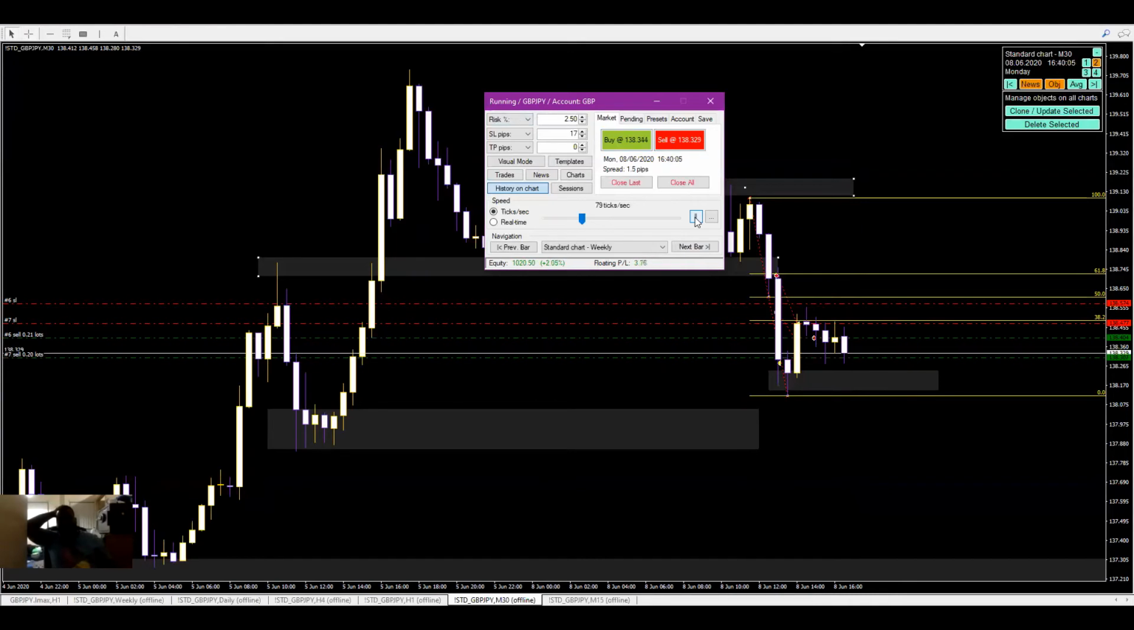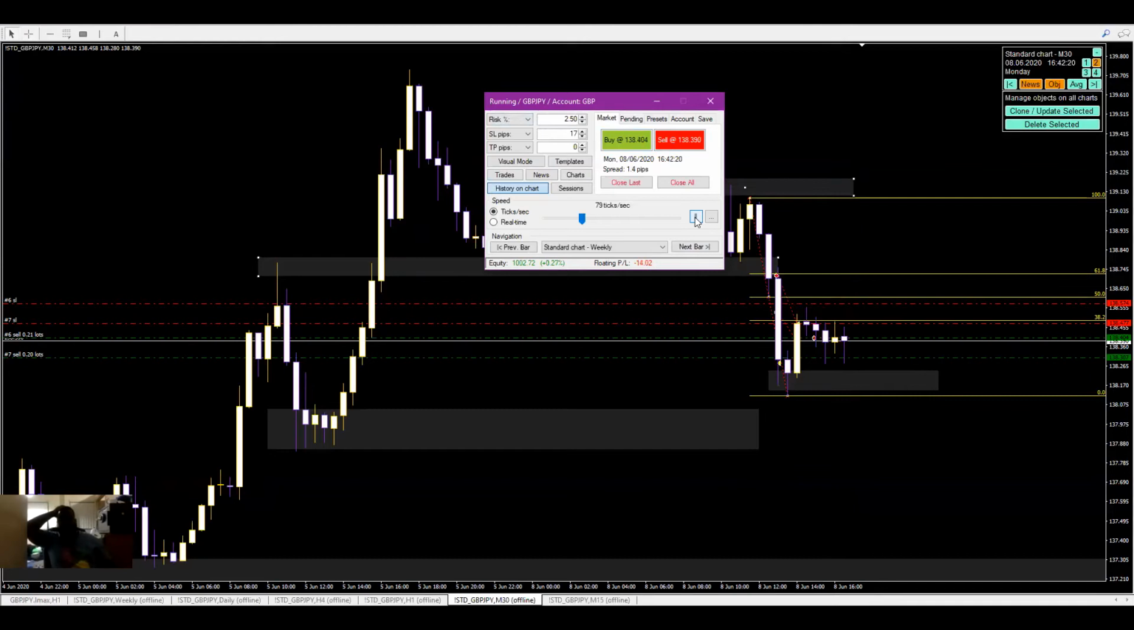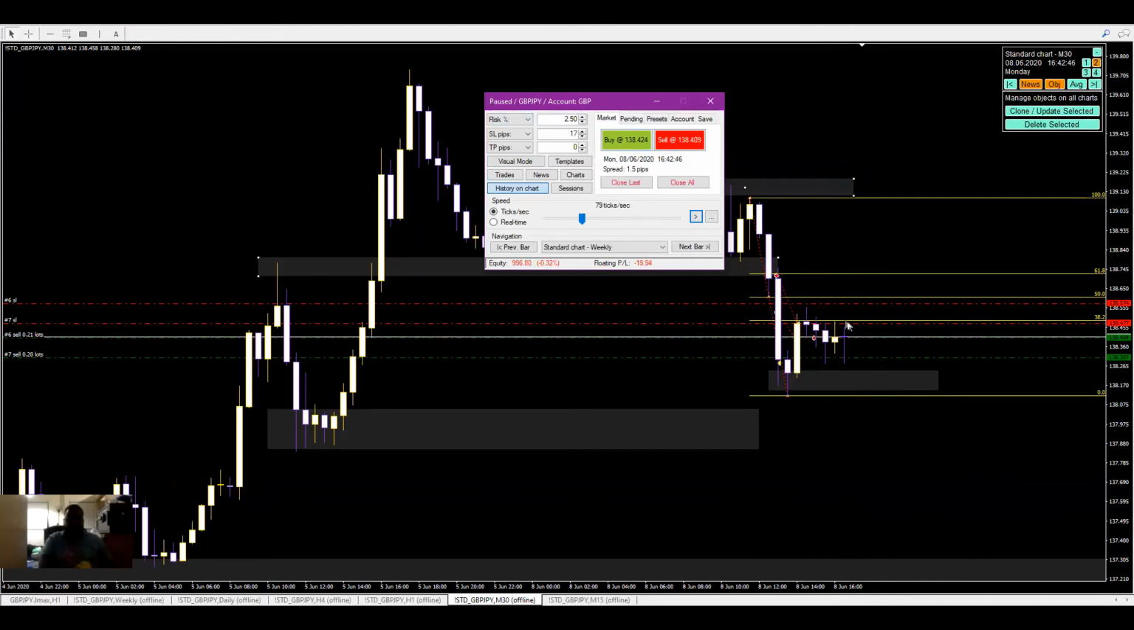But yeah, I mean, it should start pushing down. I probably shouldn't have put the stop loss that close. I should have put it back up here. But I feel like this would play out anyways. That wasn't a great trade.